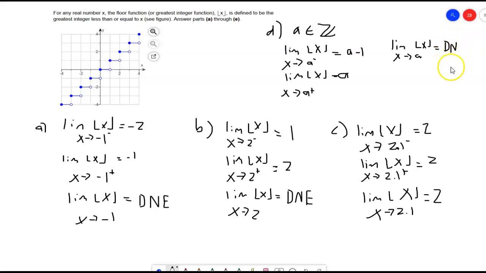So hopefully these 4 answers should at least get you going on this problem.